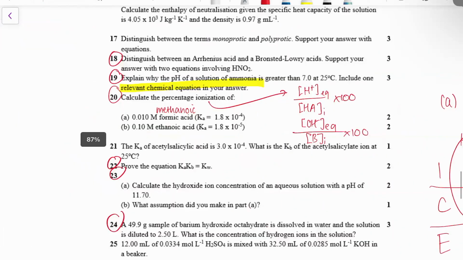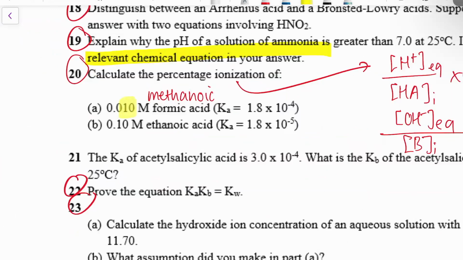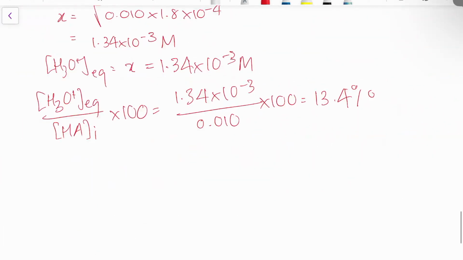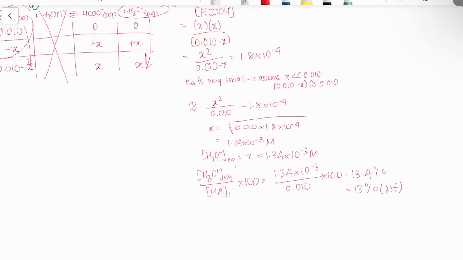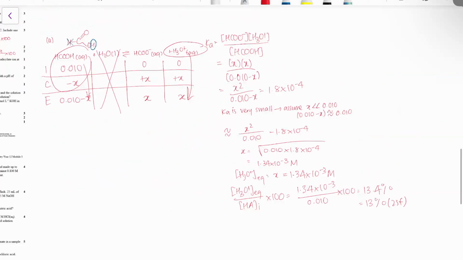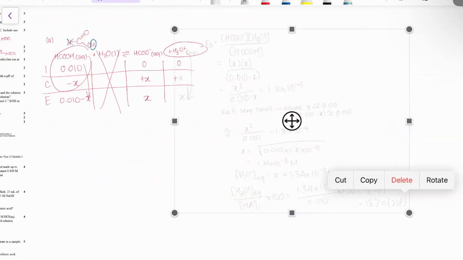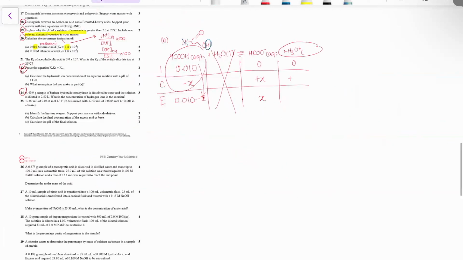My concentration that's given to me is 2 sig figs, and my Ka is also 2 sig figs, so I'll round this off to 2 sig figs as well, so that's just 13% to 2 sig figs. All right, any questions? Do the same thing with B, just with a different acid.